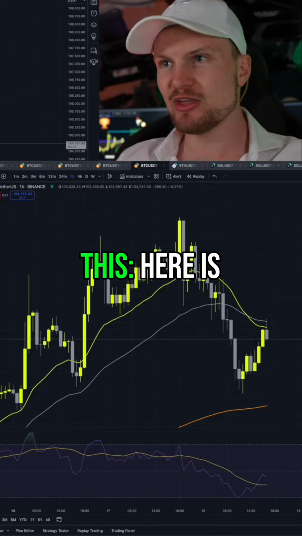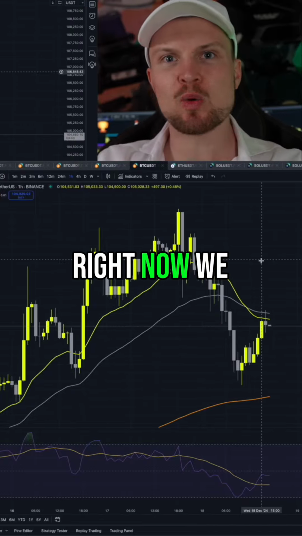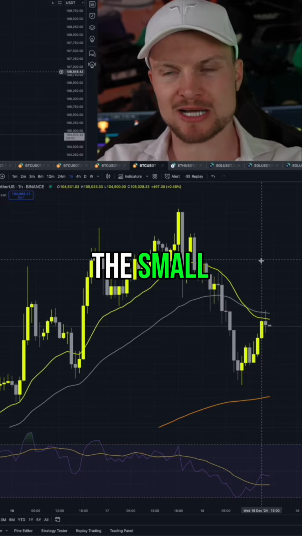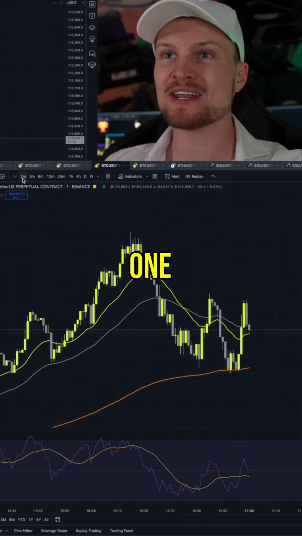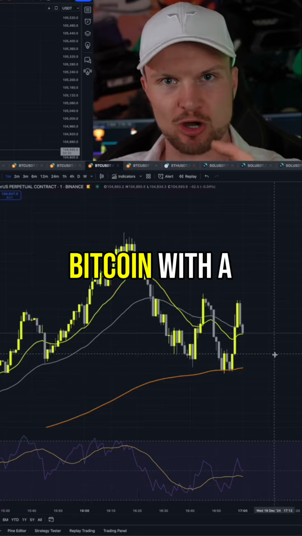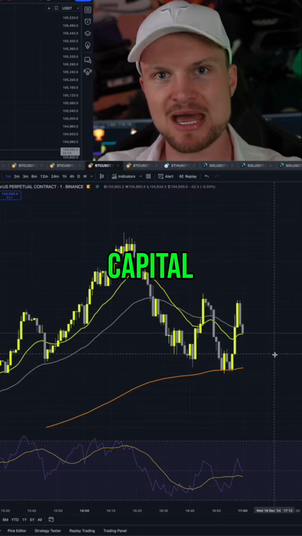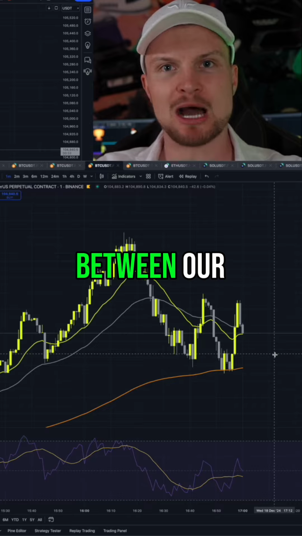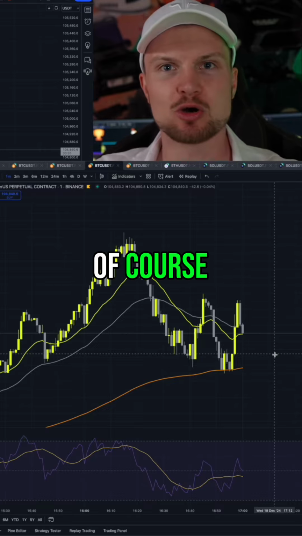So first of all, this here is the Bitcoin chart. Right now we're actually zooming in the small time frame on Bitcoin on the 1 minute chart. Now we just want to capture a very small move on Bitcoin with a large amount of capital, and our profit is the difference between our entry and exit minus of course the trading fees.